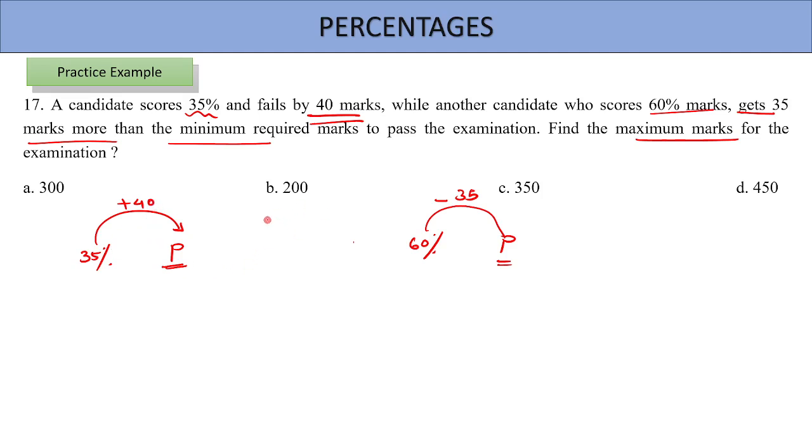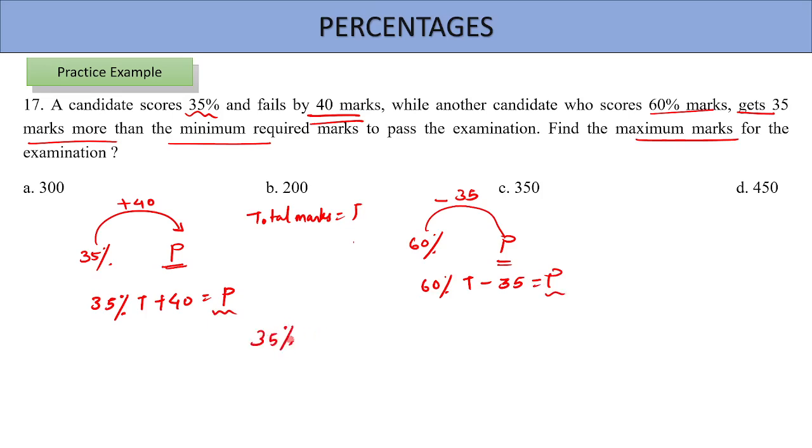Now what you will do, you assume the total marks as T. Okay, so this candidate is getting 35 percentage of T, and plus 40 will give his passing marks. Similarly, for this candidate, he is getting 60 percentage of the total. You subtract 35 and you will get the marks equal to the passing marks. Now this P is the same in both the cases. So equate the two equations with respect to P.